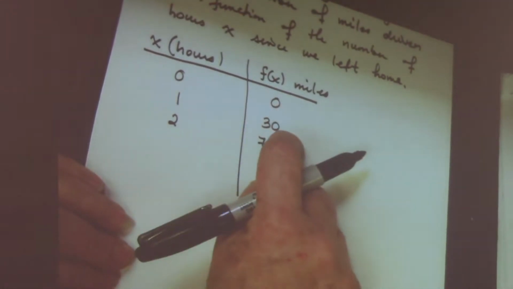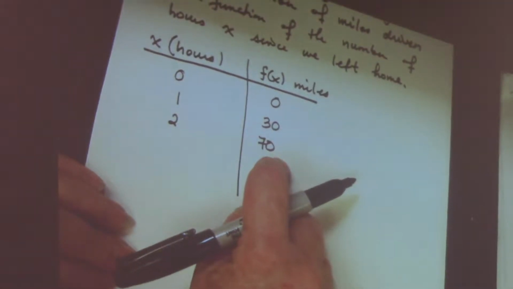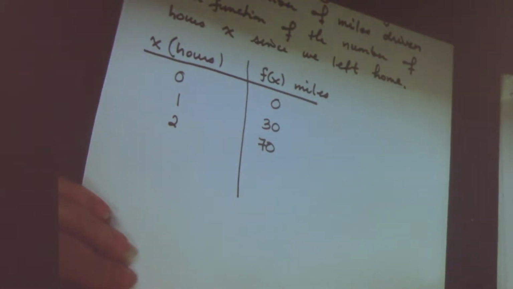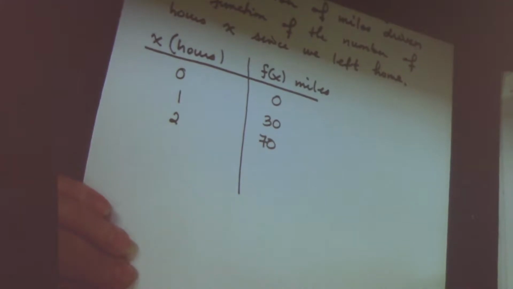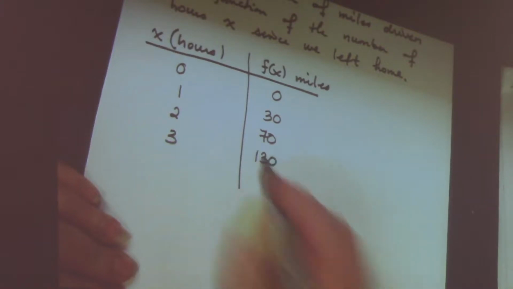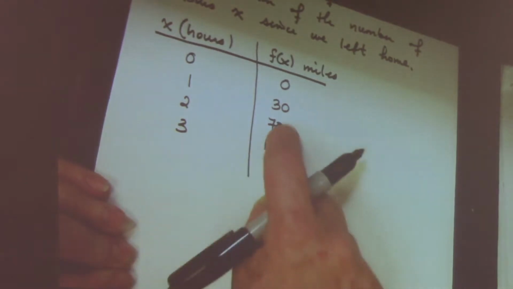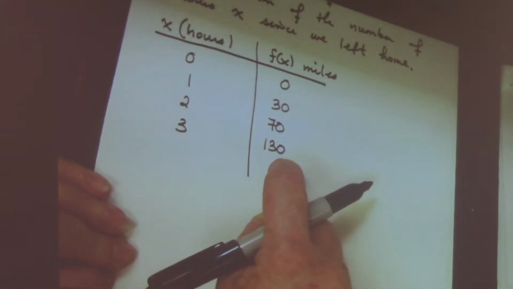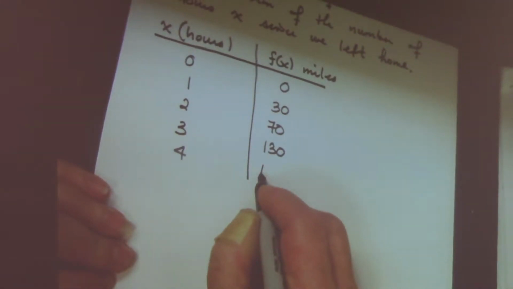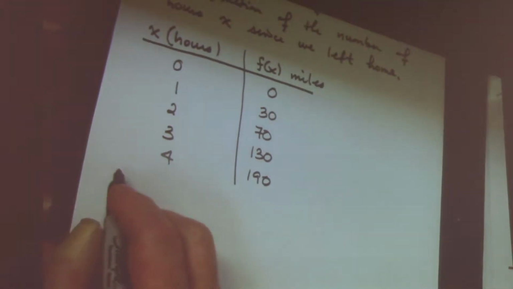So during the first hour, we went 30 miles. During the second hour, we were able to go 40 miles. Going a little further during the second hour. So we're certainly not going at a constant speed, okay? Let's say after 3 hours, we were able to go 130 miles. So during the third hour, we were able to go 60 miles, okay? After 4 hours, we've gone 190 miles, okay? So, that's what we know.